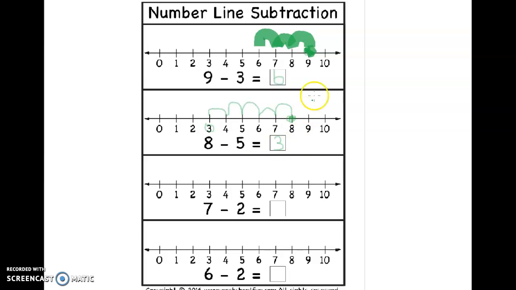Okay? You are going to do the same for the rest of these problems. Okay? Good luck. Remember, the first number is the number you put a dot on the number line. That's where you're going to start. The second number represents how many times you're going to jump back. Okay? Good luck.